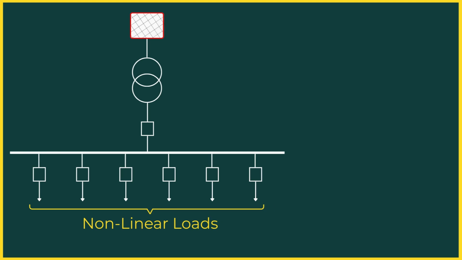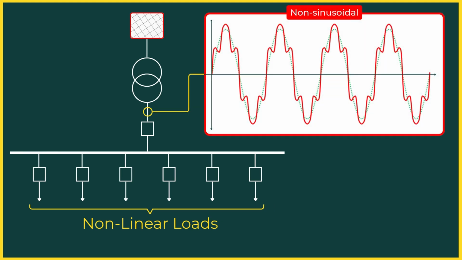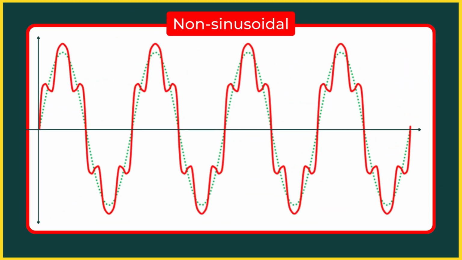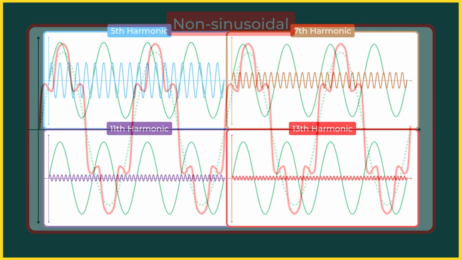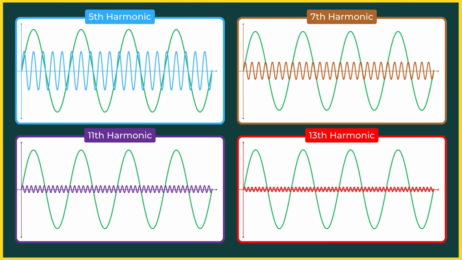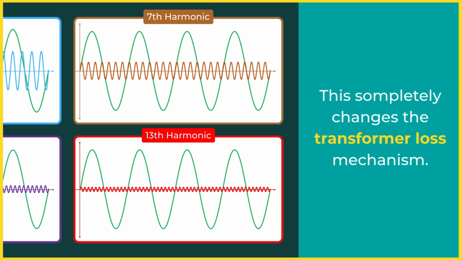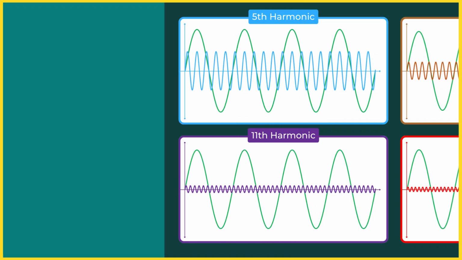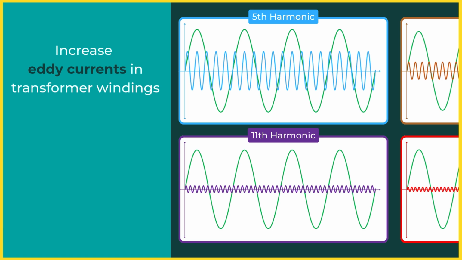With nonlinear loads, transformer current becomes non-sinusoidal. So, in addition to the 50 Hz or 60 Hz fundamental current, harmonic currents flow through the transformer windings. And this completely changes the transformer loss mechanism. Harmonic current components increase eddy currents in transformer windings, resulting in higher eddy current losses.